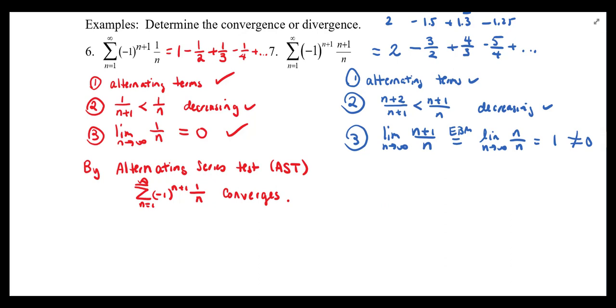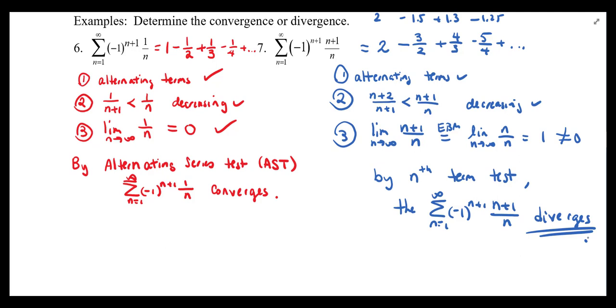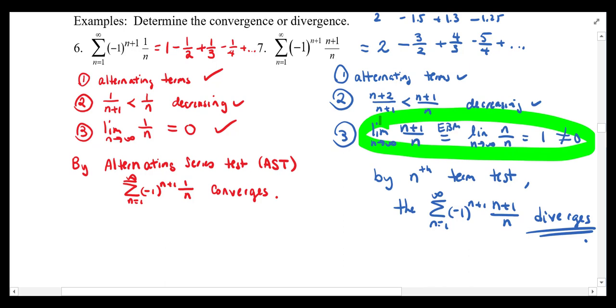But what I can say now is by the nth term test, the series n equals 1 to infinity of negative 1 to the power n plus 1 times n plus 1 over n diverges. Okay? Don't quote AST here because AST, the alternating series test, can only be used to show if something converges. Once I had this statement here that the limit was not equal to 0, I now flip it over to the nth term test, and that is my rationale and reason why this diverges.